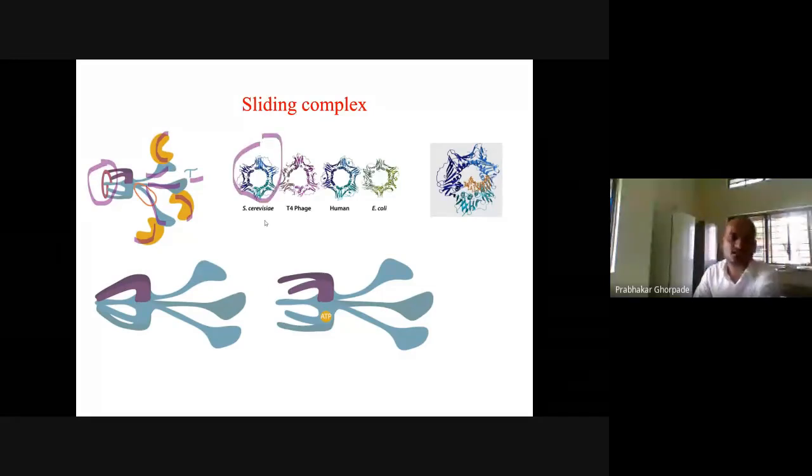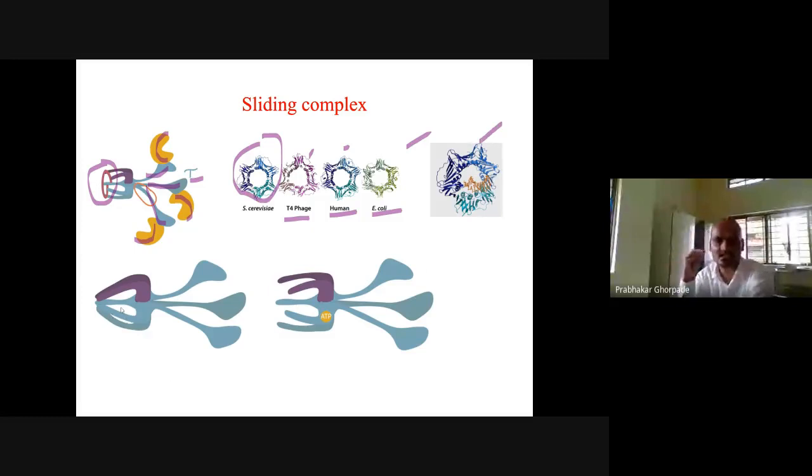In Saccharomyces cerevisiae it looks like this, in E. coli it looks like this, in human it looks like this. So this is how sliding clamps look. So this DNA is like this.